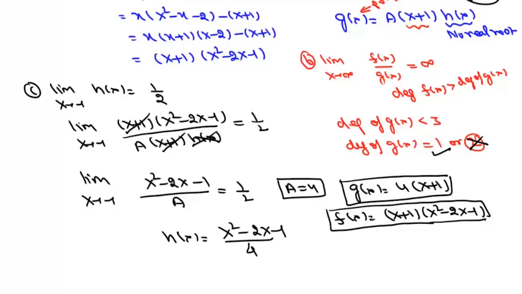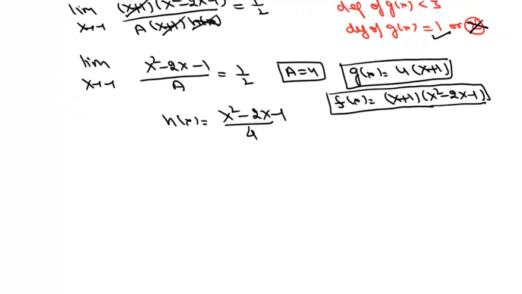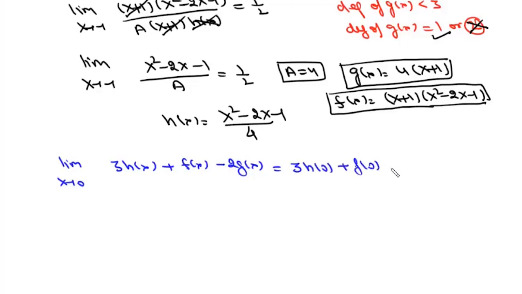Now it says find the value of this limit x tends to 0, 3h(x) plus f(x) minus 2g(x). So it will be equal to this 3h(0) plus f(0) minus 2g(0). Now h(0) is minus 1 by 4, so it will be this minus 3 by 4. Now f(0) is minus 1 and then minus 2, and g(0) is 4, so it will be this 9, 36.